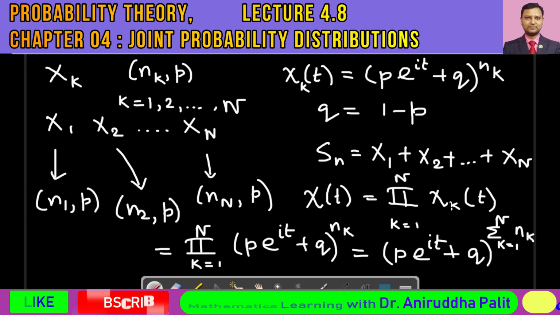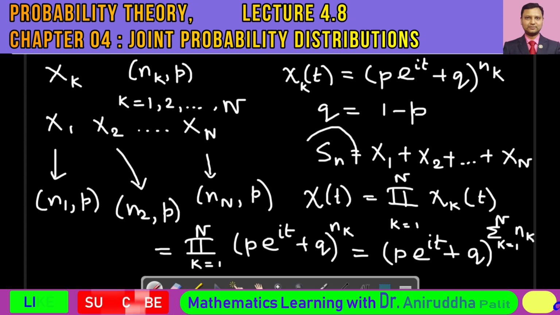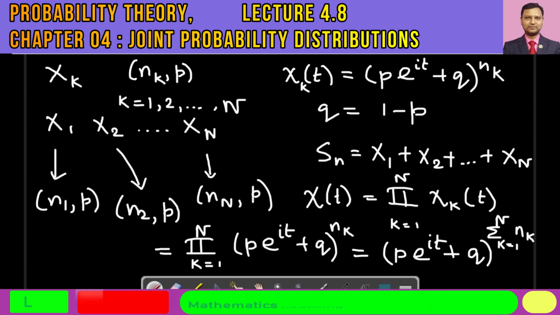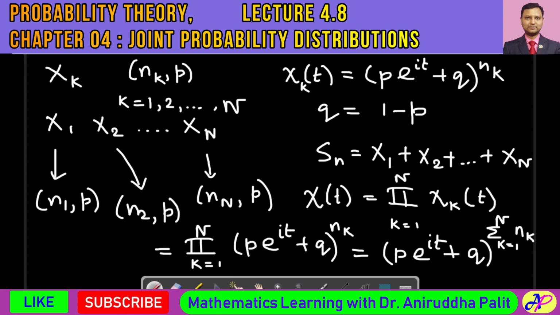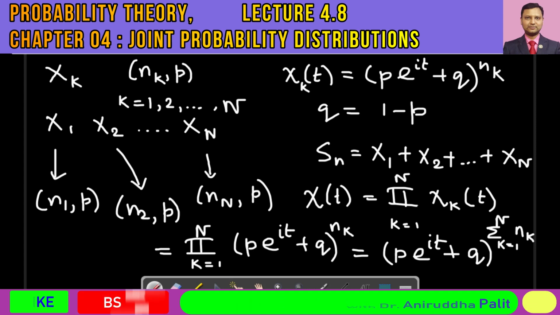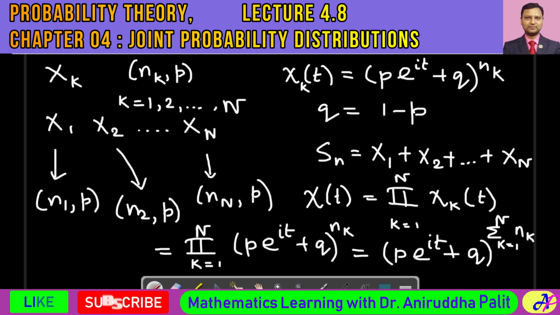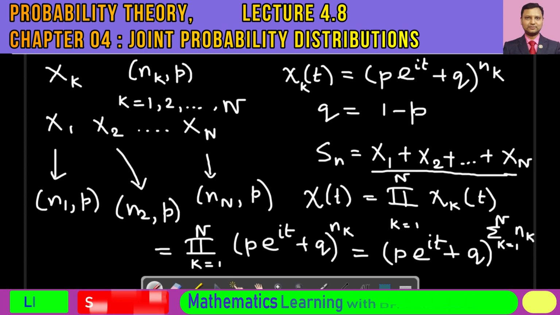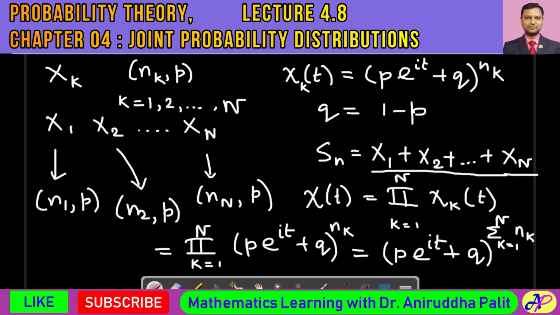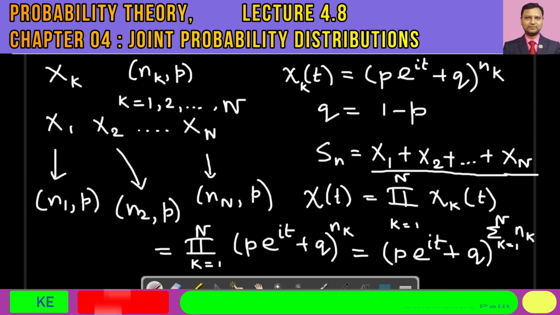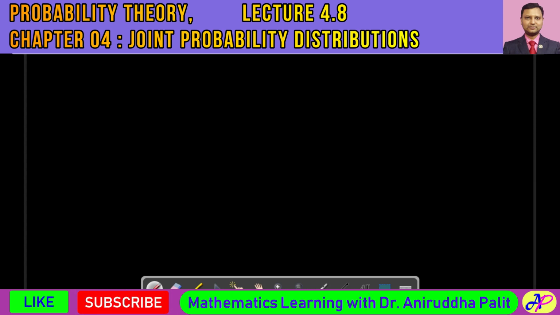So this would be the characteristic function of this type of summation x1, x2, xn. In this way, we can compute the characteristic function of the summation of n number of binomial random variables. A similar result holds if we consider the Poisson variate.